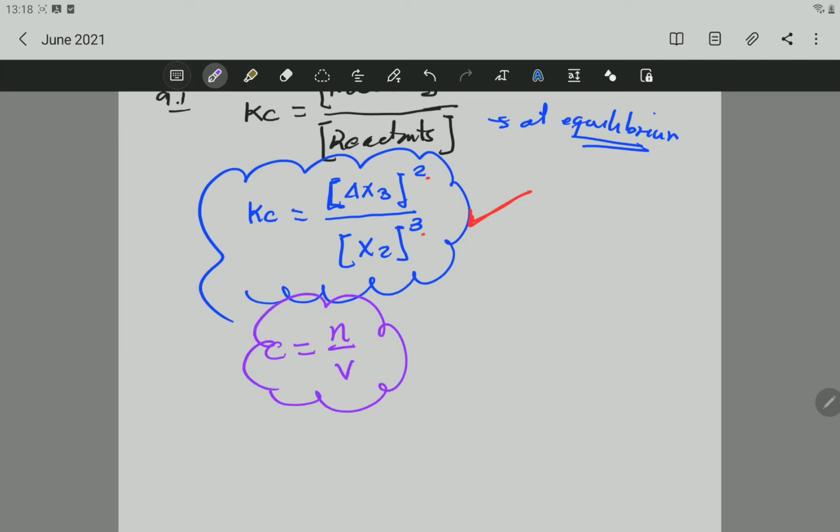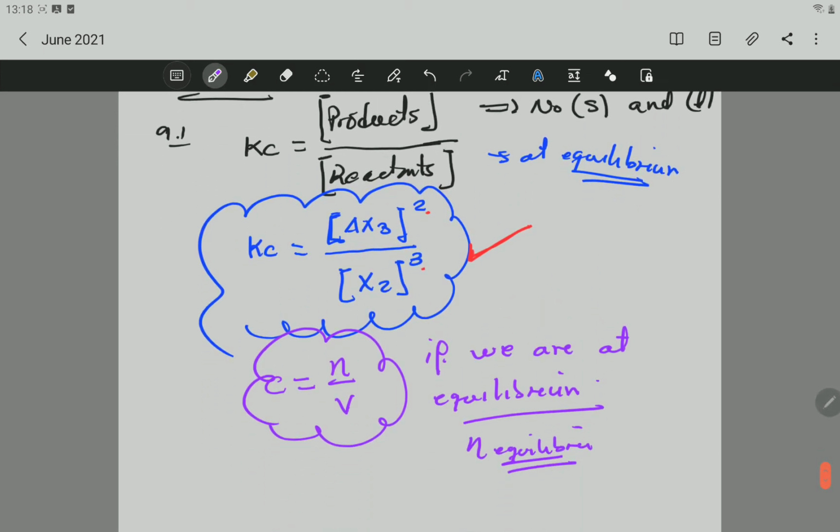All right. If we are at equilibrium, then the number of mole is the number of mole at equilibrium. So this number of mole will be the number of mole at equilibrium. These are very important things. We are going to use this formula. Obviously, they're looking for volume, and that is the only formula that we have with volume.